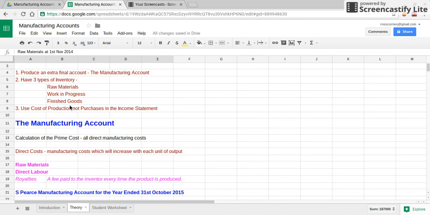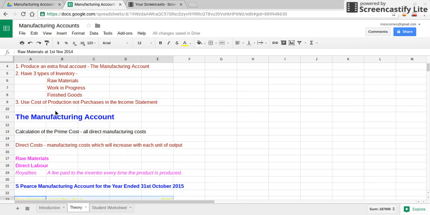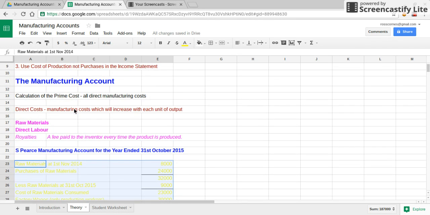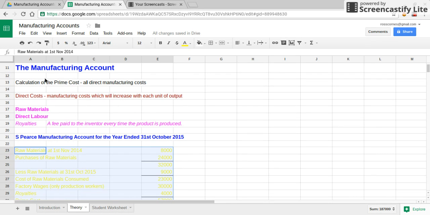And the other thing that is a little bit different, but you'll see that in the next video, we use cost of production and not purchases in the income statement. So what does a manufacturing account look like and how do we do it?